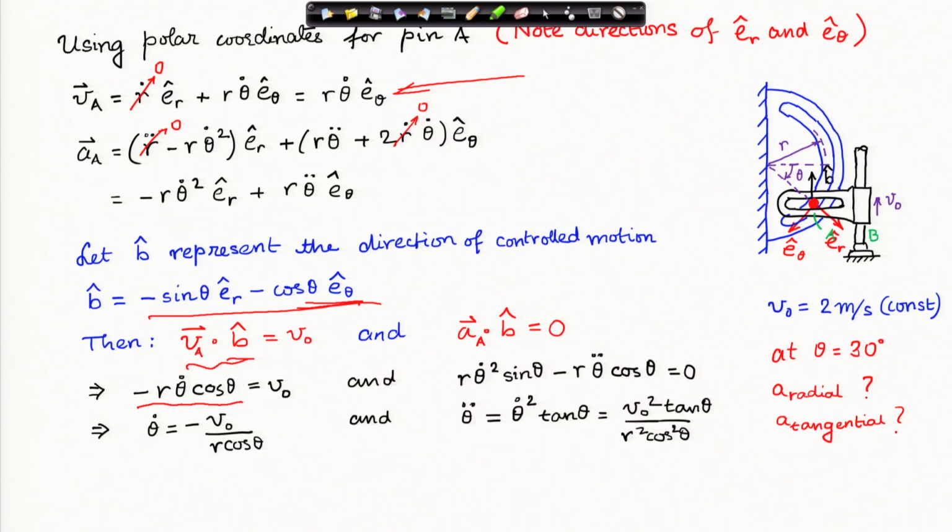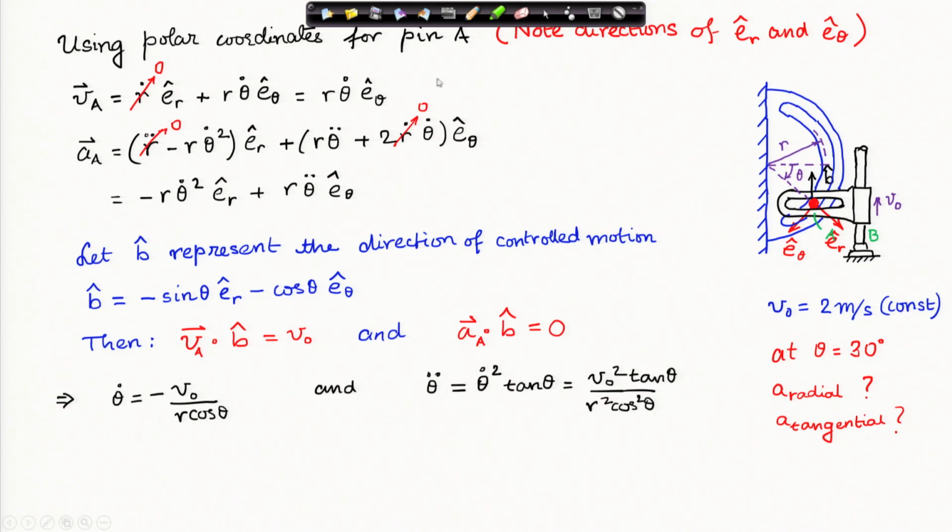Similarly, for the acceleration, I take a dot product of the acceleration expression, this is our acceleration expression, with b cap, and this is what I have on the left hand side, and the right hand side is 0. From here, because I already know theta dot which I found here, I can find out theta double dot. Now once I have theta dot and theta double dot, I can complete my velocity expression and I can also complete my acceleration expression. So theta dot and theta double dot are now solved.